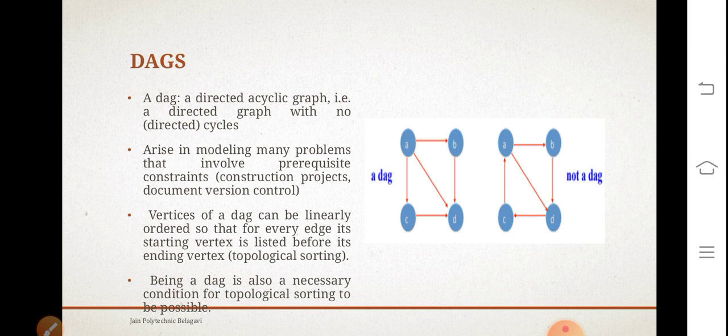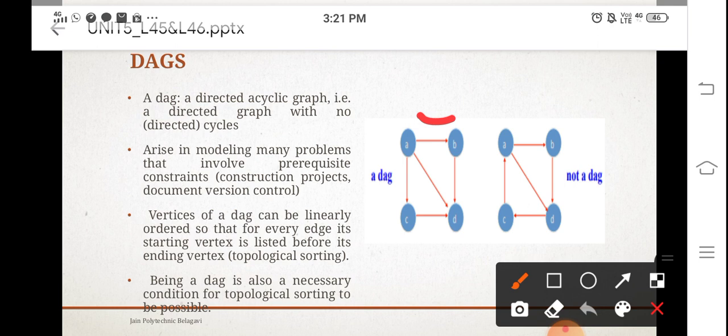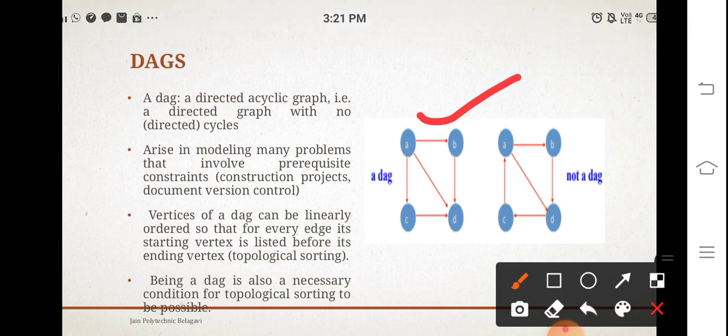So here I am showing a DAG. The first diagram shows a DAG, that is A is pointing to B, B is pointing to D, then A is again pointing to D, and A is pointing to C, then C is pointing to D. That is, there should not be a cycle. See, if you check this diagram, it is a cyclic graph, so it is not a DAG.